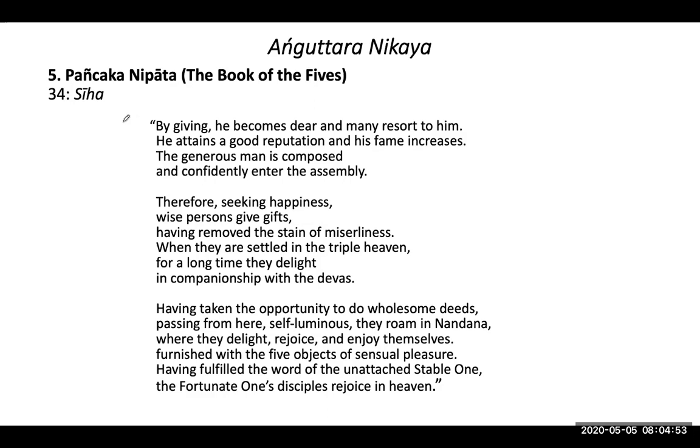They roam in Nandana, where they delight, rejoice, and enjoy themselves, furnished with the 5 objects of sensual pleasure. Having fulfilled the world of the unattached stable one, the fortunate one's disciples rejoice in heaven.